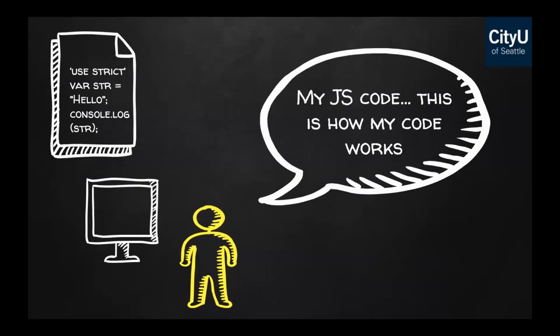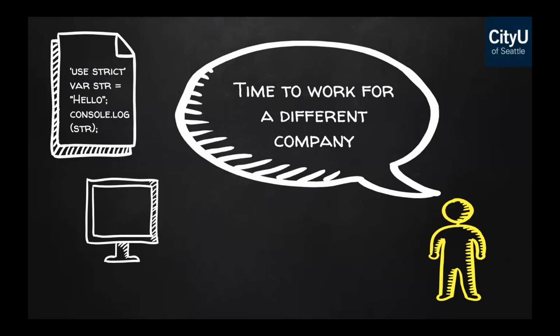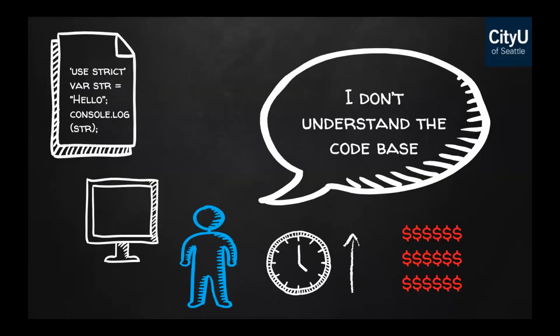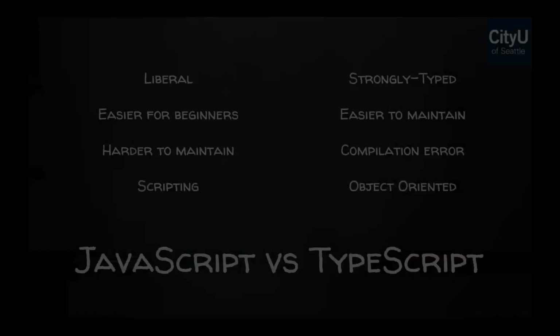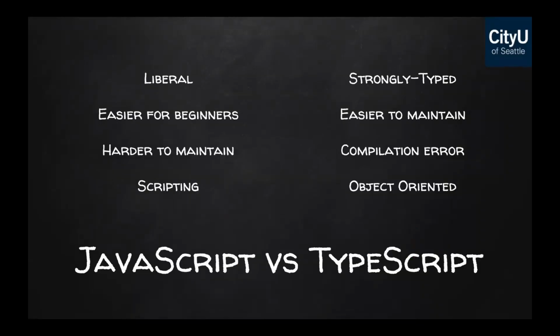So a scenario, let's say someone is working in a company, created JS code, and this is how my code works, a lot of code. And what if one time he left the company? I want to work for a different company, which happens most of the time. Now, the problem is the new guy who comes in doesn't understand the code base. Because when he sees the code, okay, what does this parameter need? Does it need a string? Would I need to put an object? So he has to spend more time, which is less productivity, to understand the code base, and it's harder to maintain, okay?